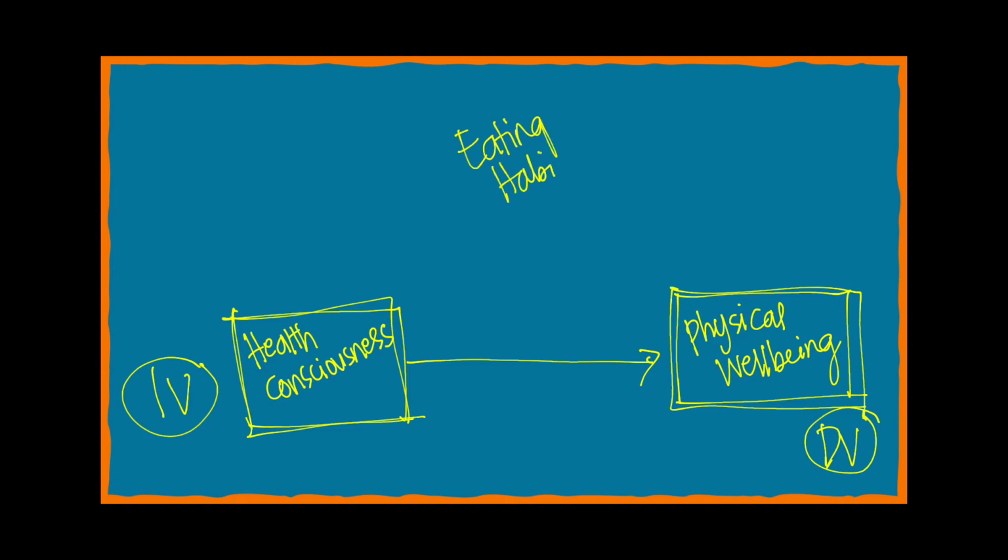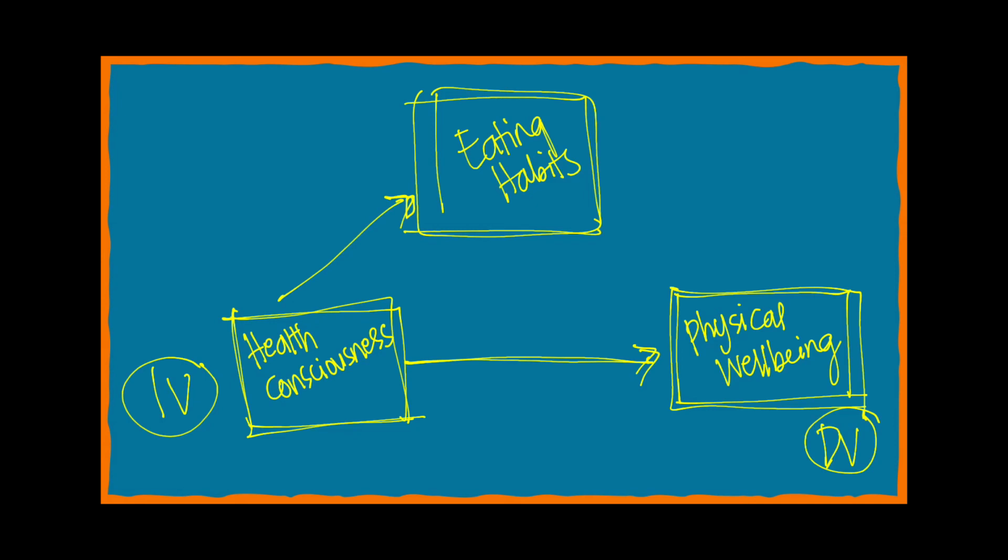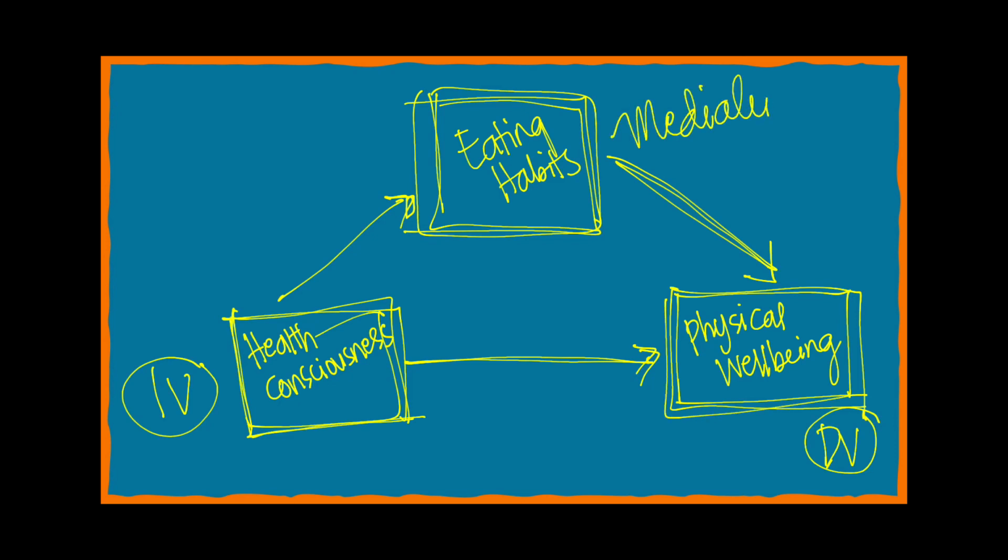Right? So probably we can explain that the reason why health consciousness improves physical well-being is because people who are more health conscious may have more positive eating habits, and people who have positive eating habits may have an increased physical well-being. And these eating habits, the variable that tries to explain the pathway between the independent variable and the dependent variable, is what we call a mediating or an intervening variable.